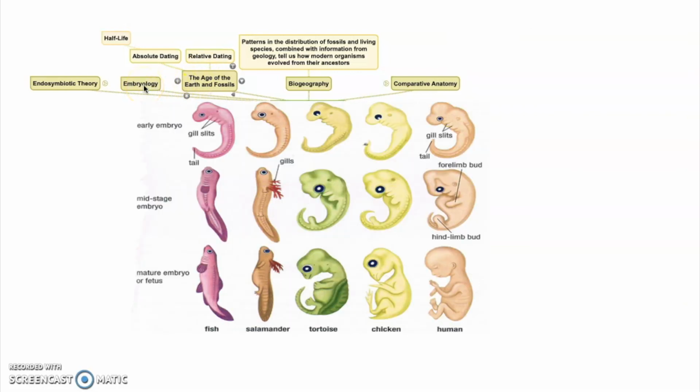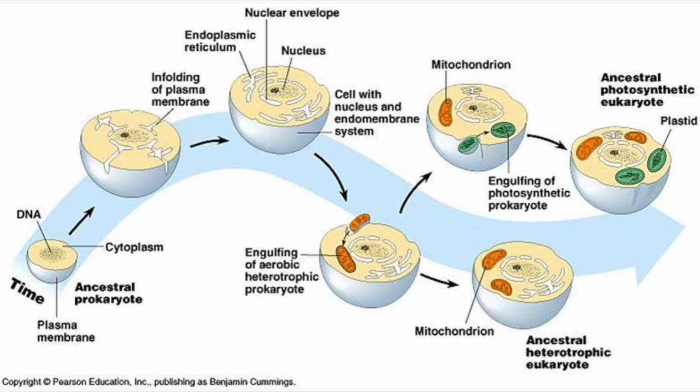Then we can take a look at embryology, which is just going to be the study of early development in organisms. And we'll take a look at the endosymbiotic theory, which we have already discussed in the past. We talked about mitochondria and chloroplast and how they seem to be like unicellular organisms, so possibly how these organisms became part of larger organisms, mitochondria first, and then chloroplast later on in evolution.